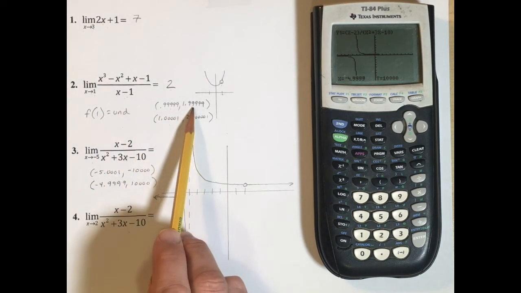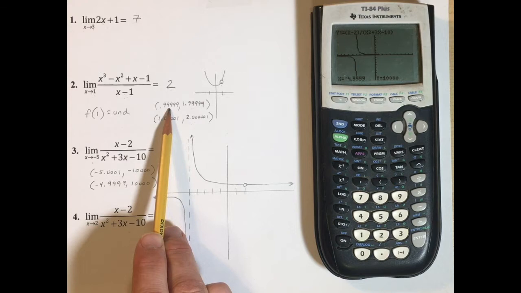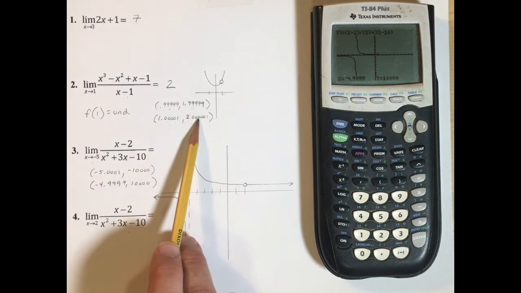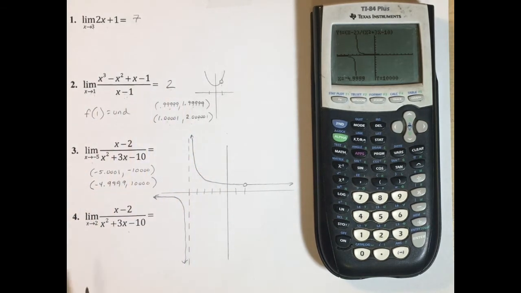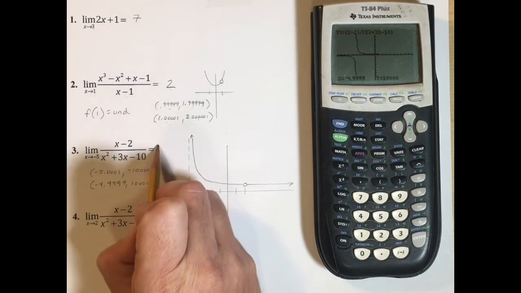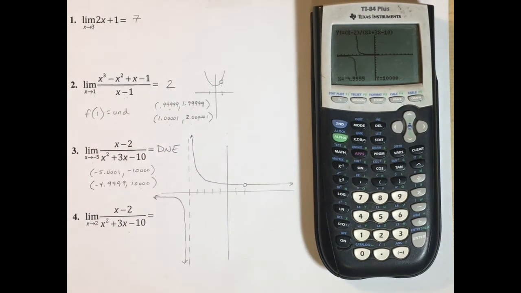In the previous example, I got essentially the same output when I was a hair to the left and a hair to the right. When I was a hair to the left, I essentially got 2. And when I was a hair to the right, I essentially got 2. The limit was 2. In this one, when I'm a hair to the left, I'm getting a negative output. When I'm a hair to the right, I'm getting a positive output. These numbers are not the same numbers. I'm going to say that this limit does not exist.